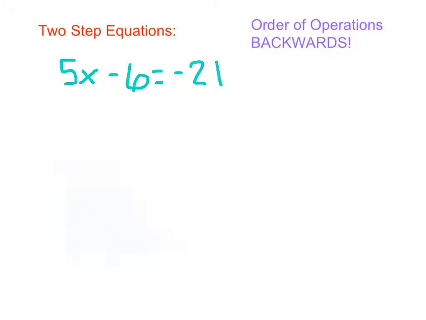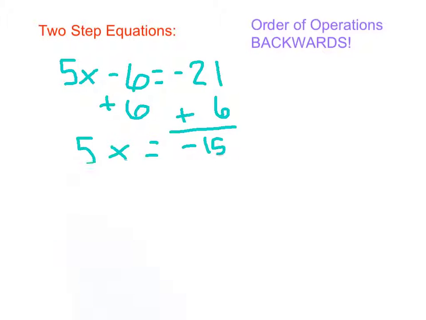If the problem was 5x minus 6 equals negative 21, you would add 6 to 5x minus 6 and to negative 21 to cancel out 6. You would have 5x equals negative 15. Now it's the same as a one-step equation. You would cancel out 5 by dividing 5x and negative 15 by 5, leaving you with x equals negative 3. Always remember to check your work.